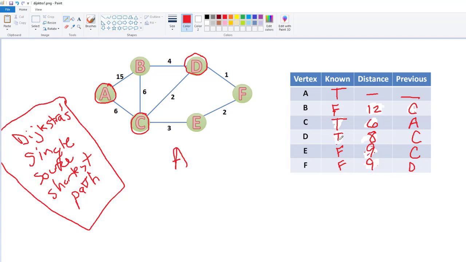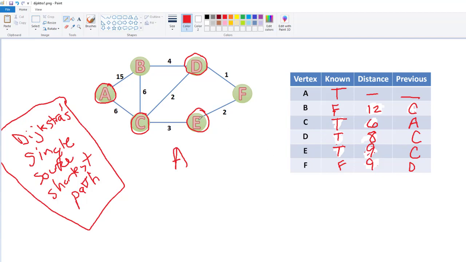So now I've got 3 things marked true, 3 things marked false, and we look at the ones that are still false: a 12, a 9, and a 9. And since there's a tie here for shortest, we go with the one that's alphabetically or lexicographically smaller. So we'll go with E, but truth be told, it wouldn't really matter at this point. I'm just going to mark this E here. I'm going to mark E as true, and we know the shortest path to E. It goes through C, and it is a 9.